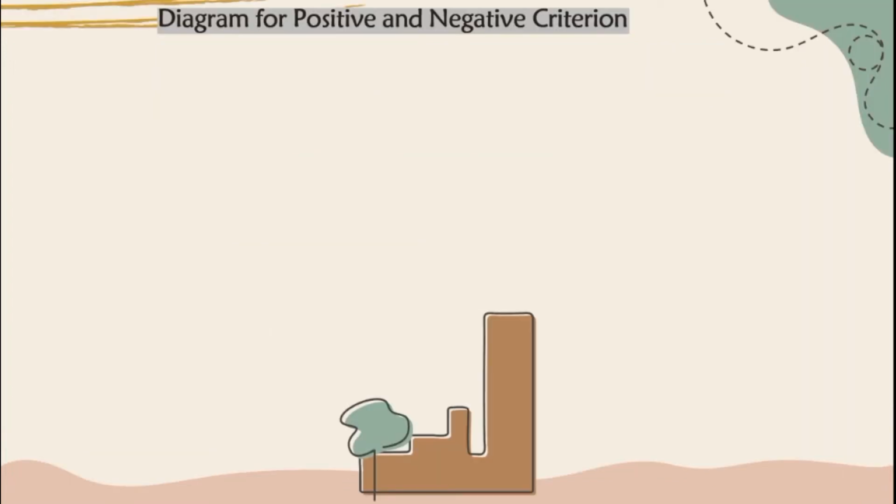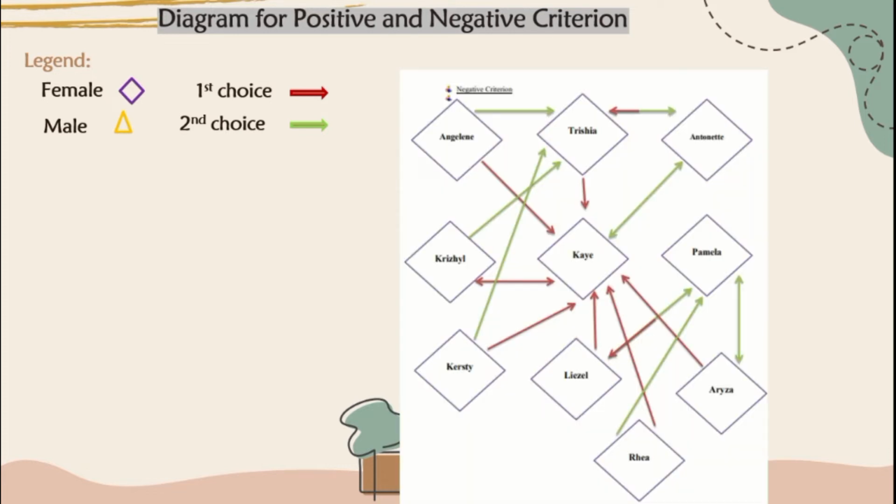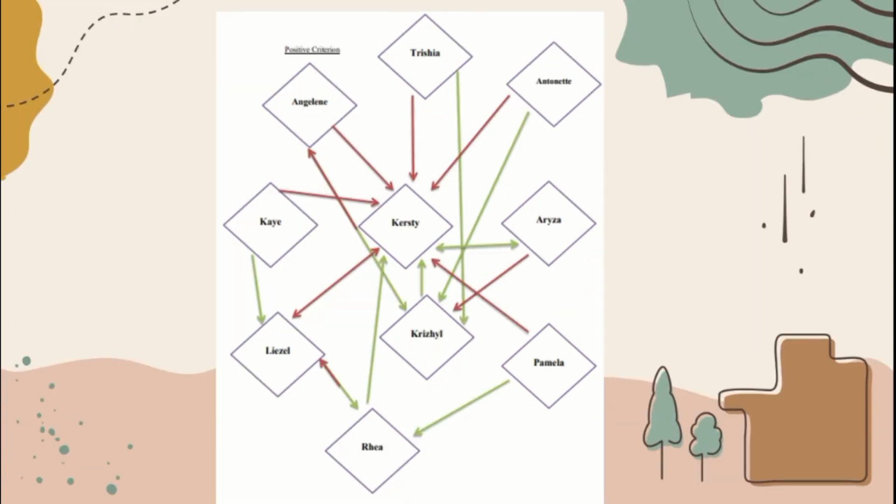In making the diagram for the positive and negative criterion, we must first have different shapes and symbols as our legend for the basis of our illustration. For the respondents, we have the female, a violet diamond shape, and for the male, a yellow triangle. And also we have arrows. A red arrow determines the first choice of the respondents and a yellow arrow the second choice. Using the above symbols, the next step is to transfer the obtained patterns to a drawing. So this is the diagram for the negative criterion and for the positive criterion.